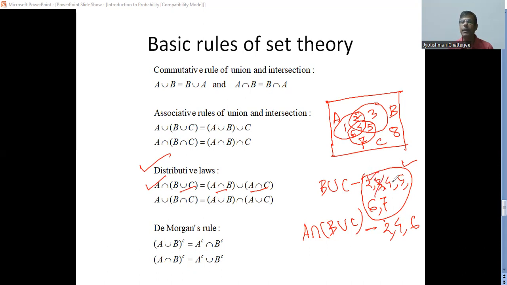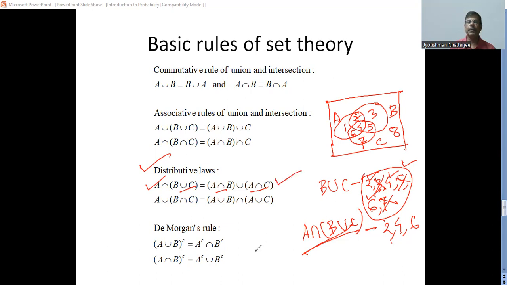This one is taken. 4, does it belong there? It belongs to A. Yes. Does 5 belong to A? No. Does 6 belong to A? Yes. Does 7 belong to A? No. That's why when you do A intersection B union C, you get only these parts, 2, 4, and 6. Next, let us see what is the right hand side of this one.